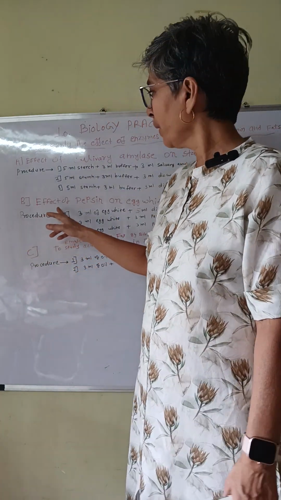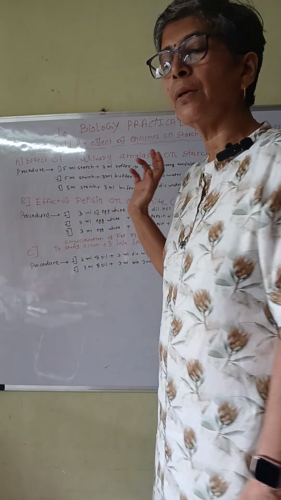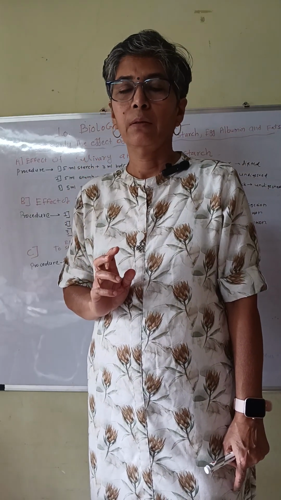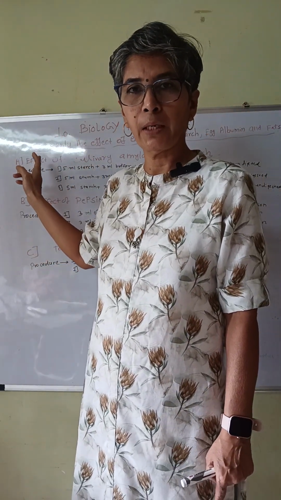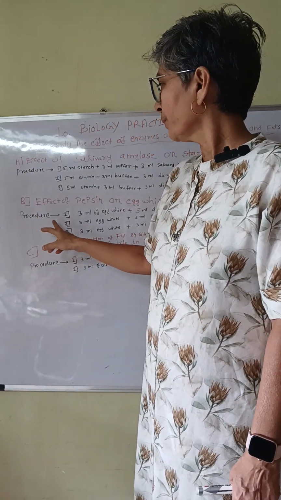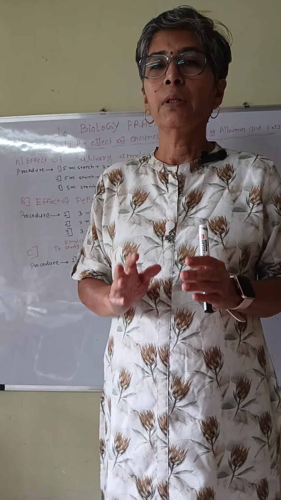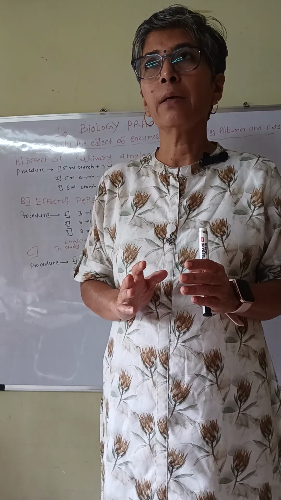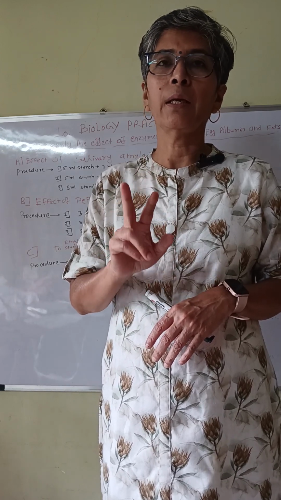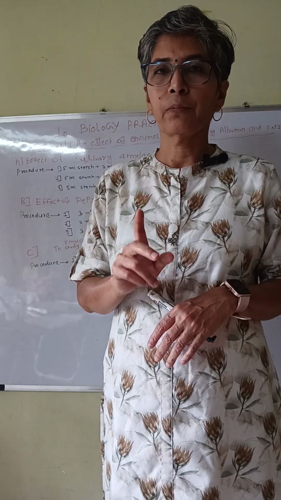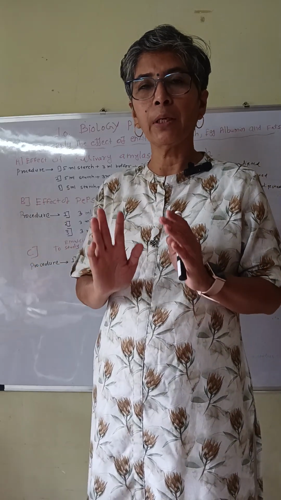Then activity number 2, effect of pepsin on egg white or egg albumin. This is the second activity coming under this practical number 10. Egg white or egg albumin is extracted from egg. An egg contains two parts, egg white and egg yolk. So extract only the egg white for this practical, and collect it into the beaker.